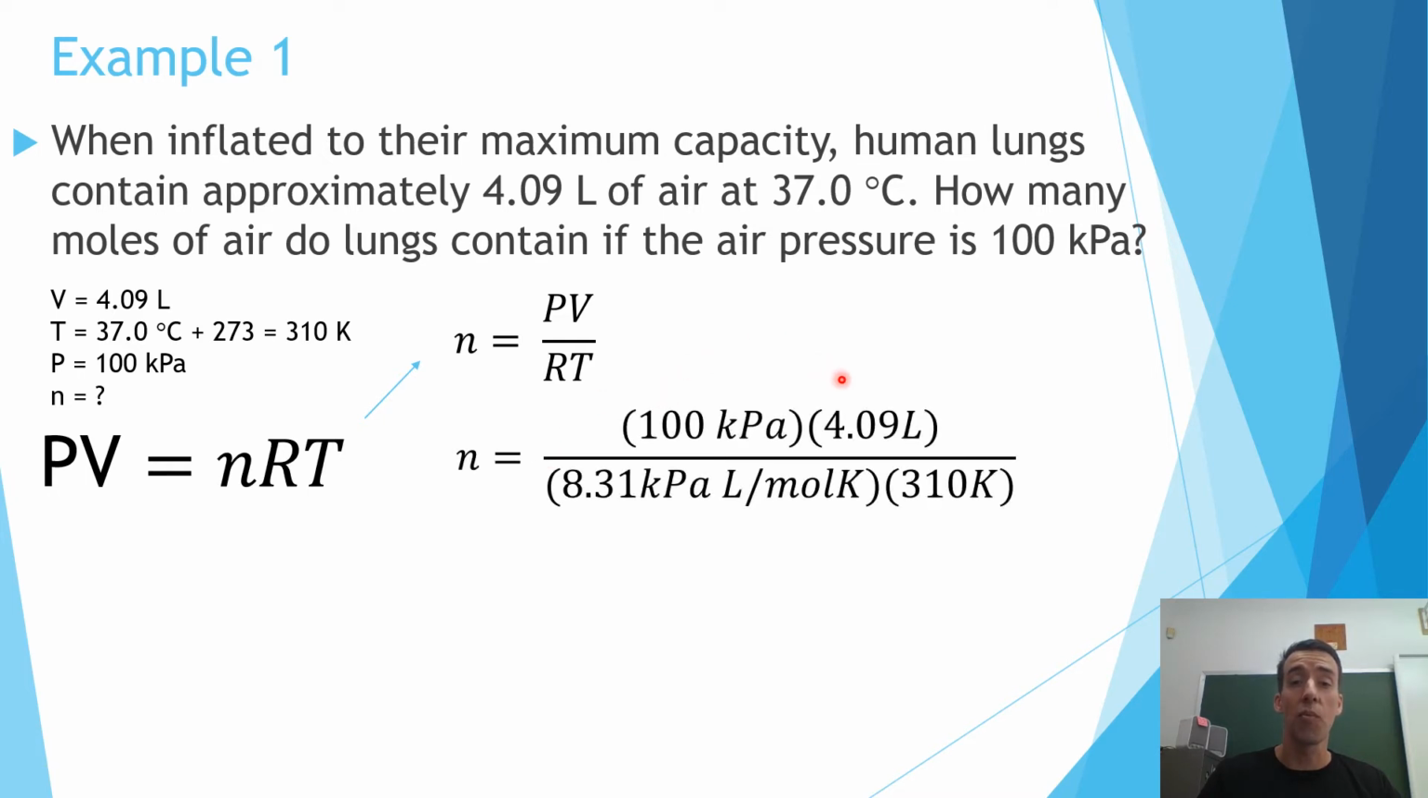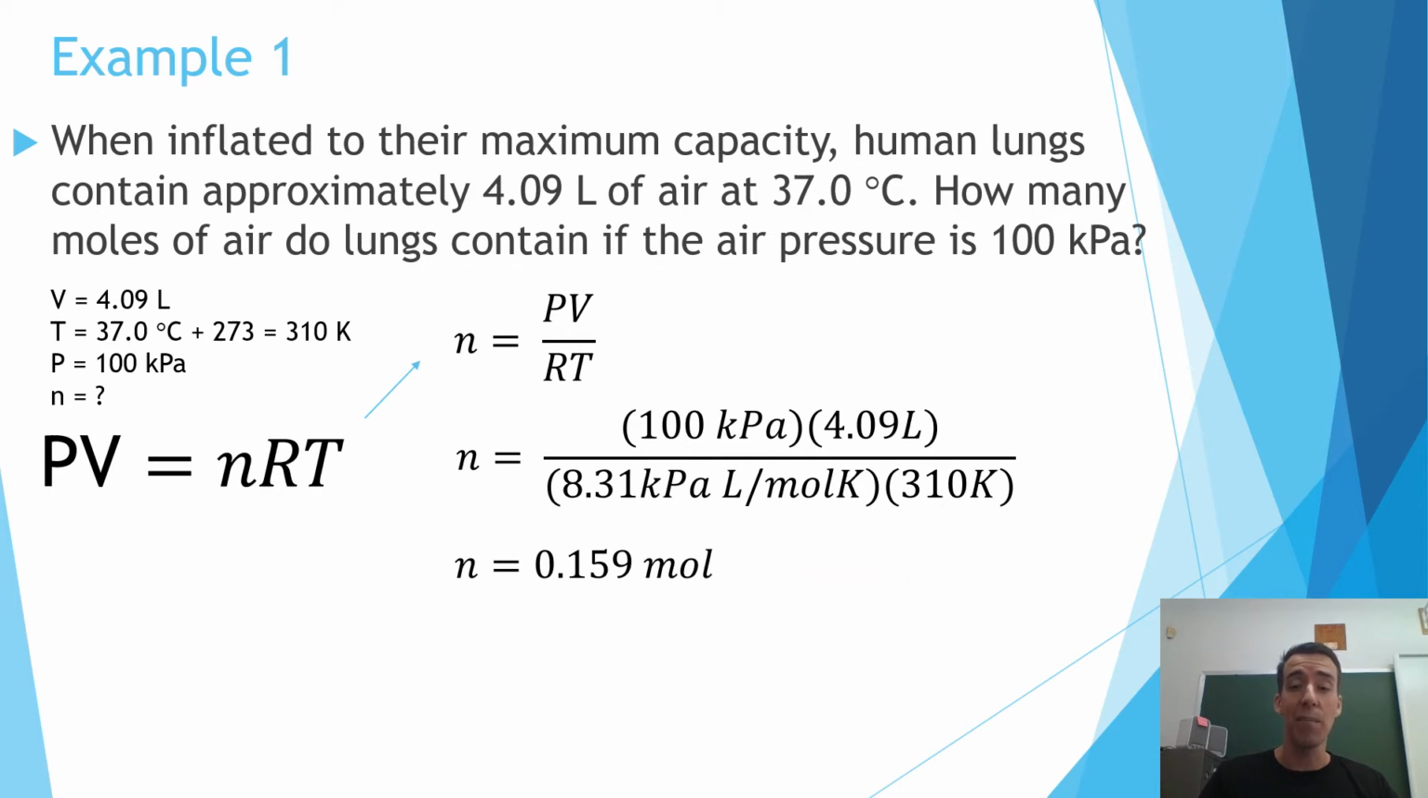100 times 4.09 divided by 8.31. And here, you've got to keep all those units. But those are just units. Don't plug in more numbers in there. We already have pressure and volume in there. Those are just units, but they have to be written, and multiplied by 310 Kelvin. So the final answer, the number of moles of gas inside our lungs, would be 0.159 moles.